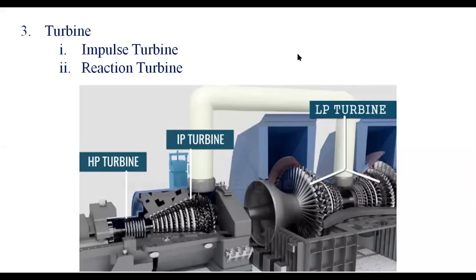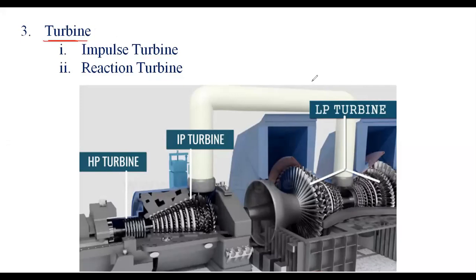Today I am going to discuss the components of a thermal power plant. In the last class we discussed the boiler, superheater, economizer, air preheater and the condenser. Today we are going to see the turbine. The turbine, another name for which is the prime mover, converts the steam energy into mechanical energy, or the heat energy into mechanical energy.